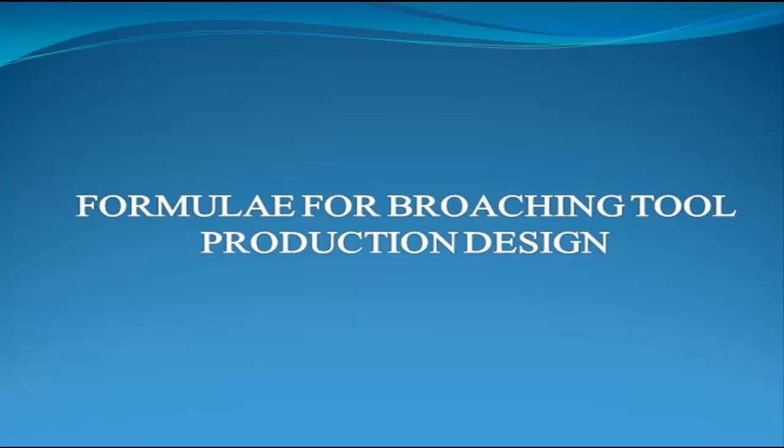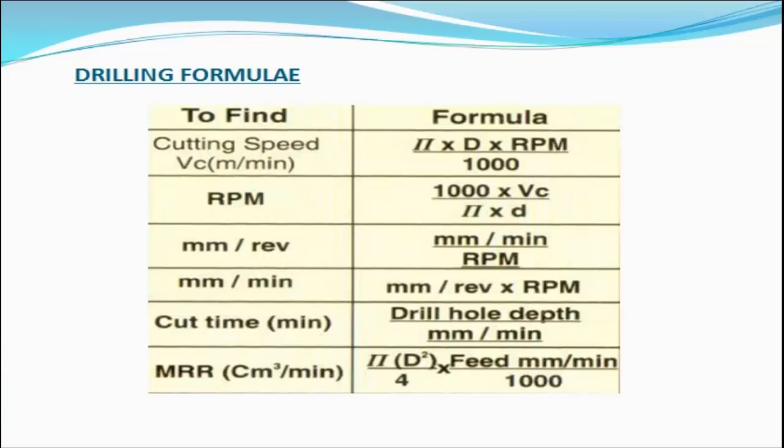Formula for broaching tool production design. Generally a broach tool consists of three sorts of formula: a drilling formula, a milling formula and a turning formula. In the drilling formula you have to find the cutting speed where the diameter and the RPM are given. The RPM formula consists of the cutting speed and the smaller diameter, through which the RPM can be found out, and then we can find the millimeter per revolution, the millimeter per minute, the cut time and the MRR.